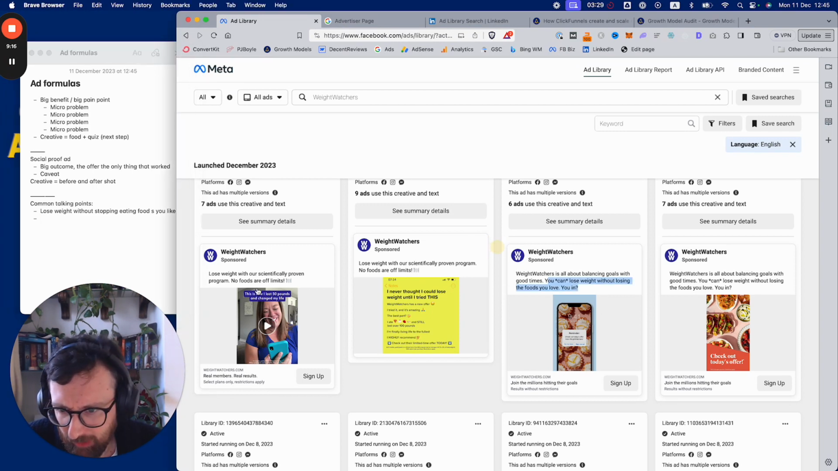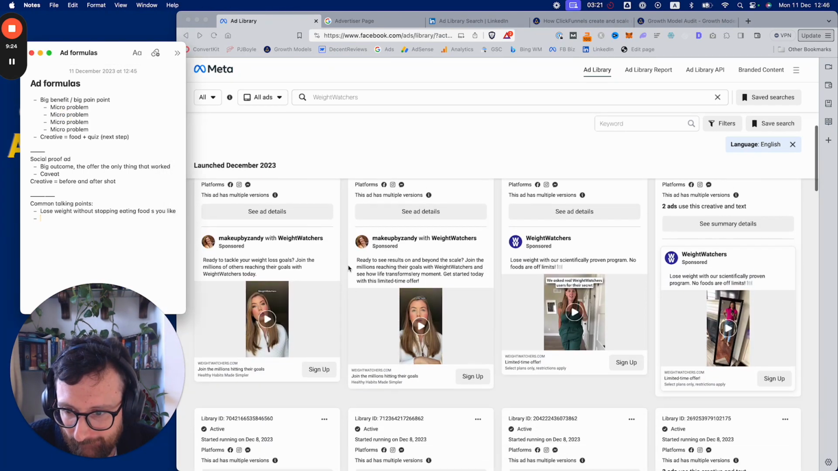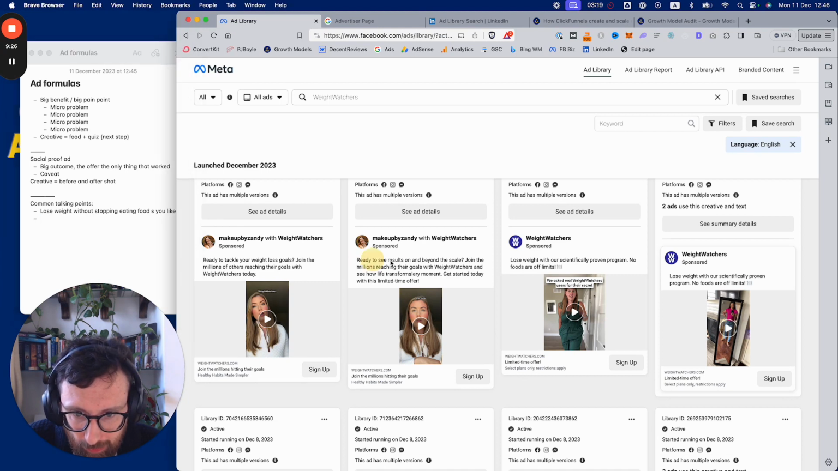And again, these are not very well formatted because it's just "lose weight with our scientifically proven..." And again, that was one of the micro-niches before, scientifically proven. "Ready to see results beyond the scale? Join the millions." I don't like the formatting of these.